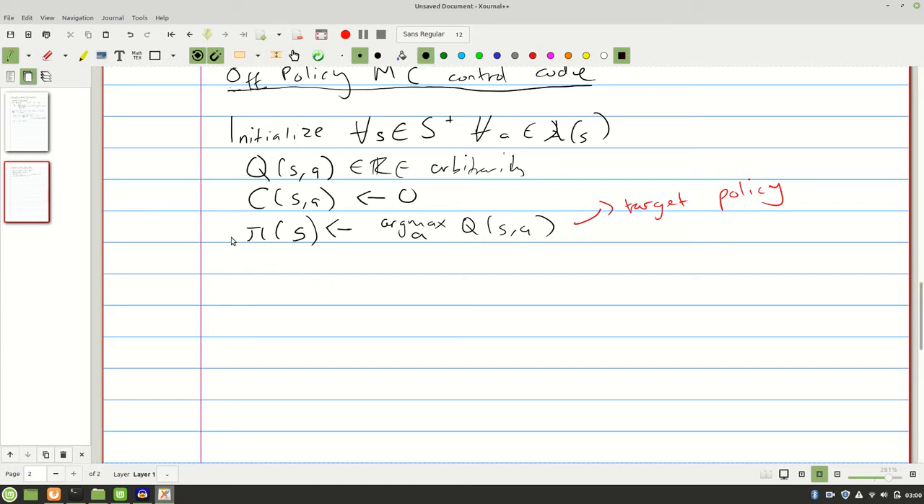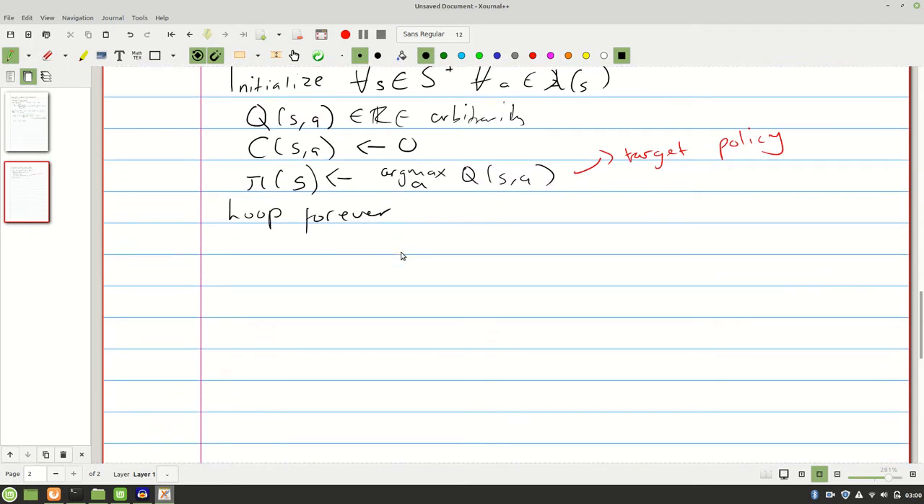Okay, so what are we going to do? We're going to loop forever, or until we reach some condition. We're going to define b, and let's say this is any soft policy. You should know what a soft policy is from our much earlier lectures. I don't remember which one it was. This is going to be our behavior policy. That's what b is in this context.